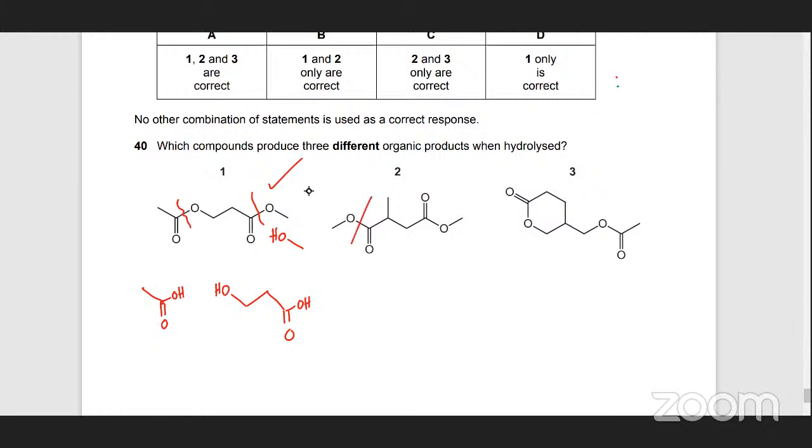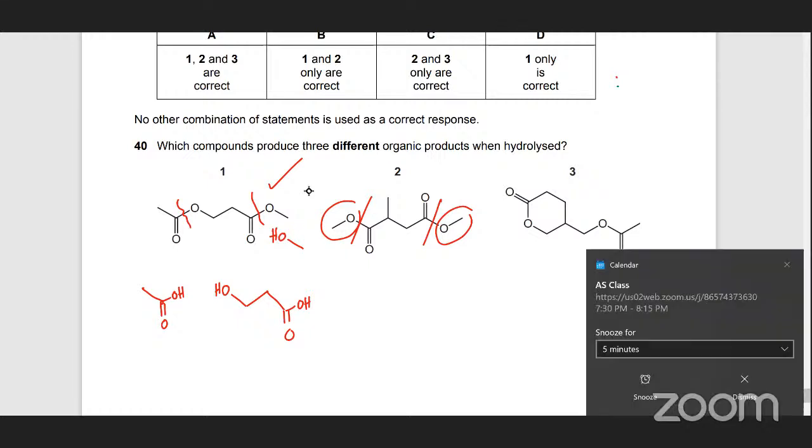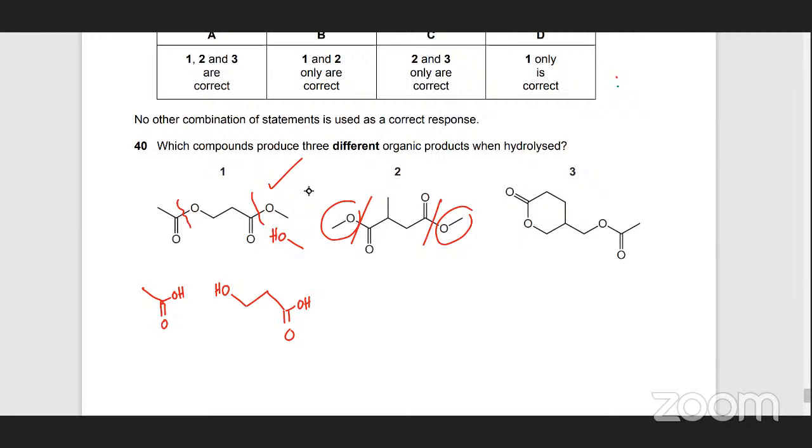The second one, if you break up all the esters, these two appear to be exactly the same, and they're going to turn into alcohol. So it's going to be pretty much the same product. There's going to be this molecule, with a carboxylic acid group over here and a carboxylic acid group formed over here. But the ends are going to be the same molecule. So that's not three different products. So the second one is incorrect.